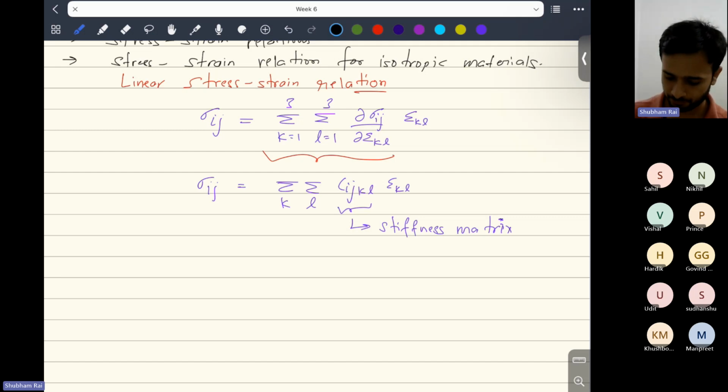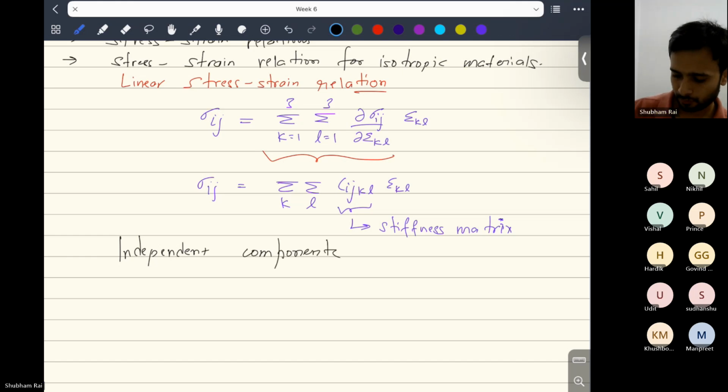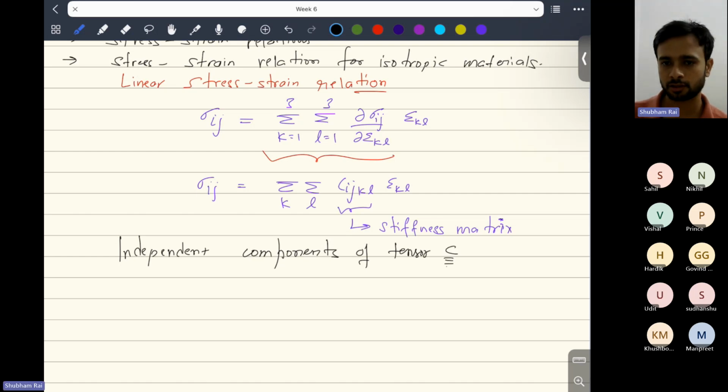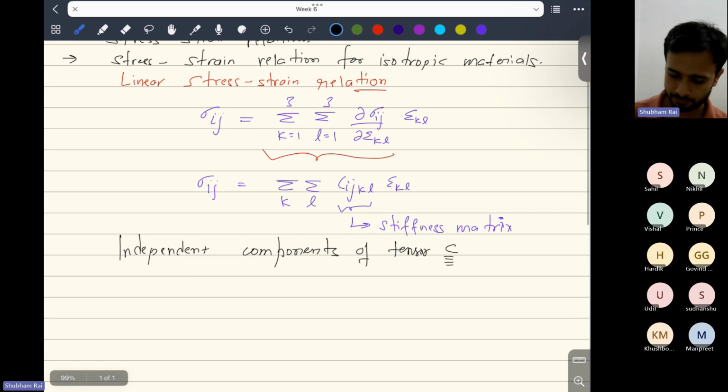So let me just write. We will evaluate the independent components of C. You would have studied this in lecture also. The independent components of tensor C, that's a fourth order tensor, that's why I'm putting four bars here. In total, it has 3 to the power 4, which is equal to 81 components.